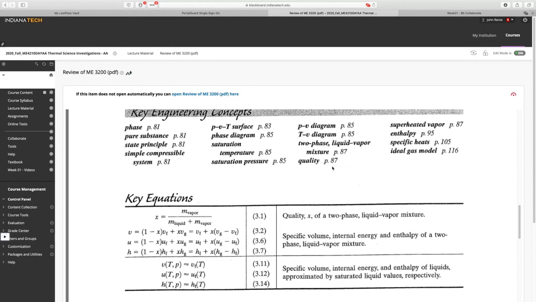In two-phase liquid vapor mixtures, there is a quality that we define, and that tells us how far the substance is between the liquid line and the vapor line.